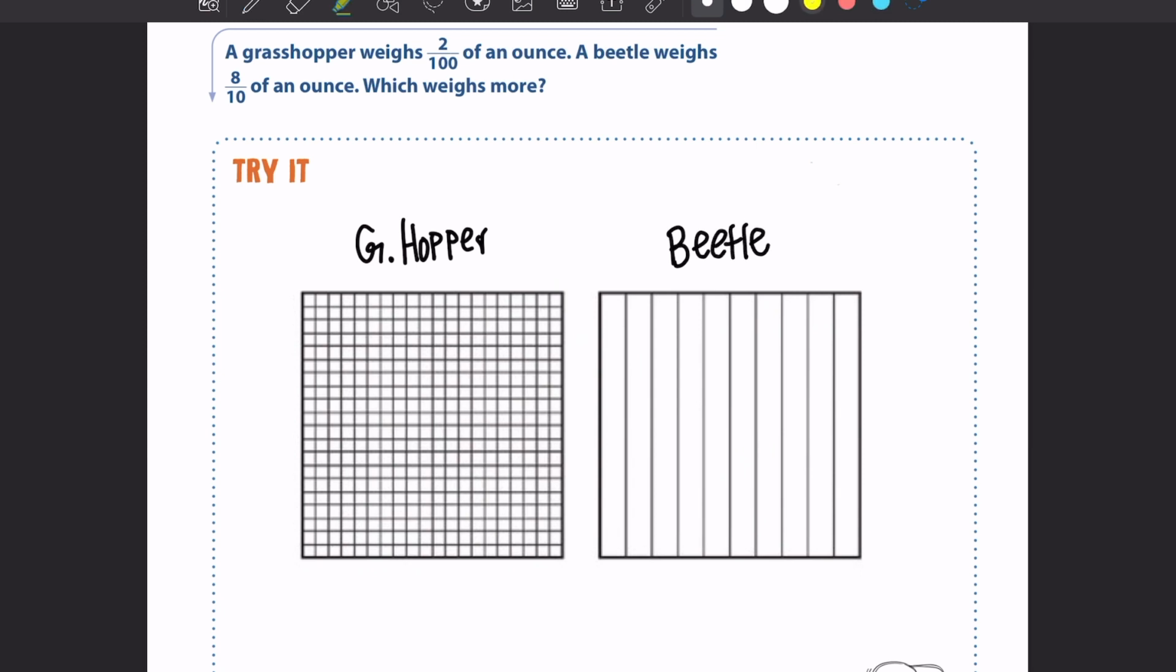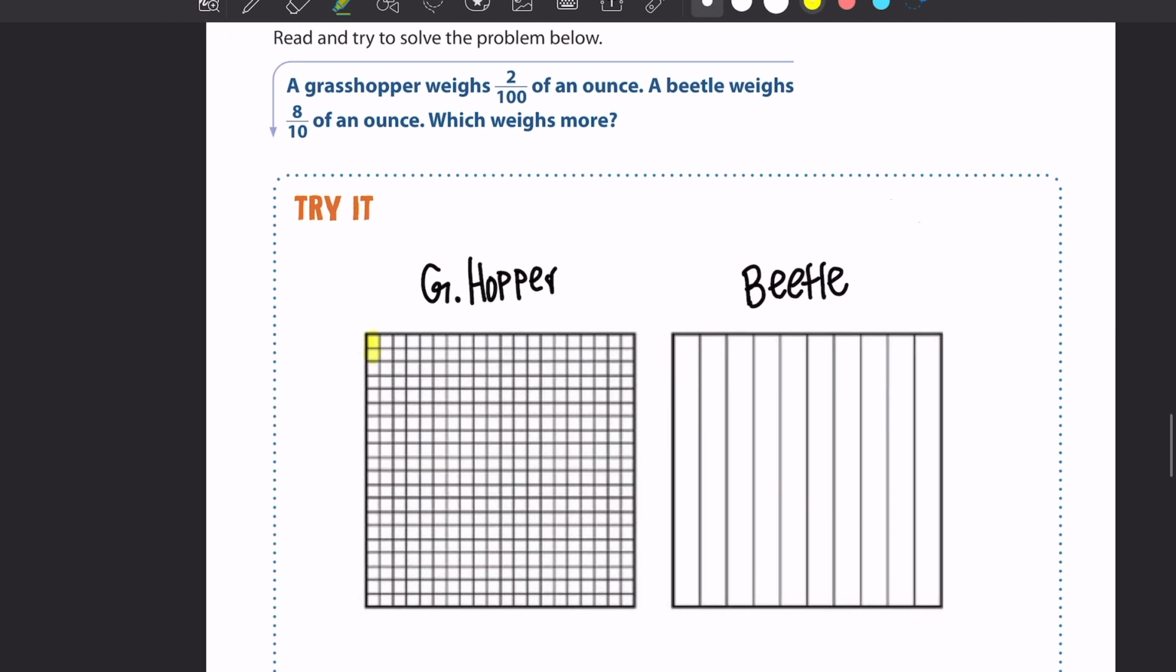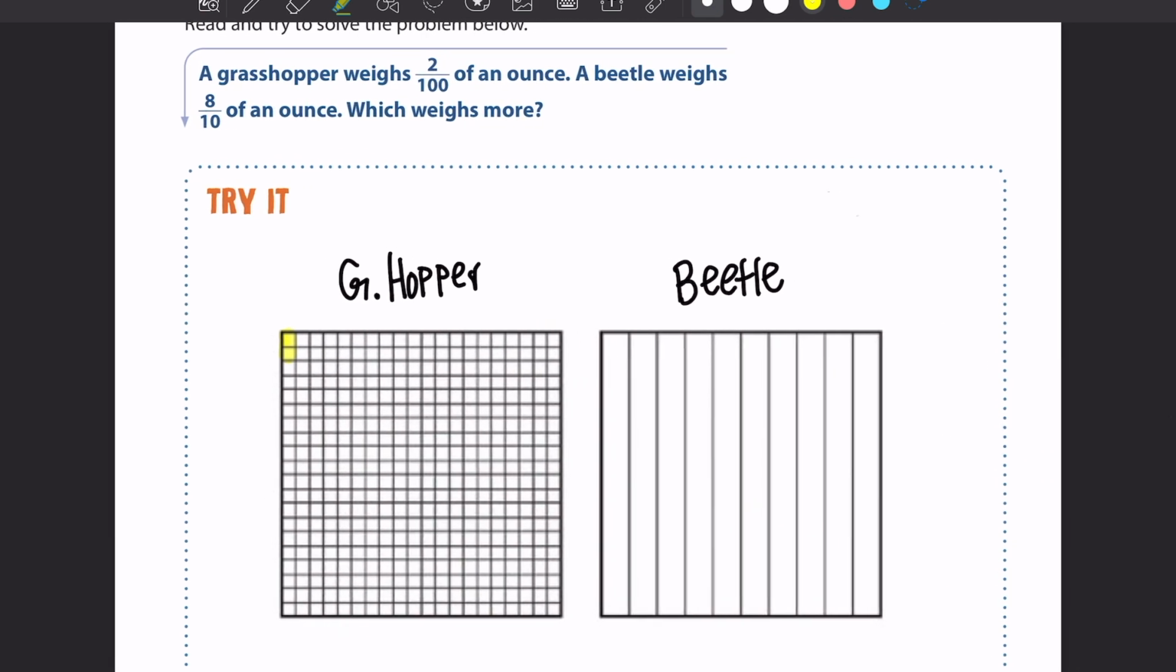So I'm going to take my highlighter again. For the grasshopper, I'm only going to fill in 2 out of these 100 blocks. But the beetle is 8 out of 10 of them. So the beetle is quite a lot of these blocks. So we can very easily see that the beetle clearly weighs a whole lot more.